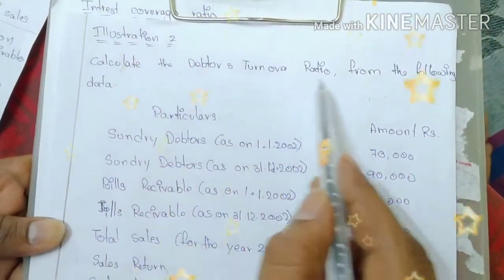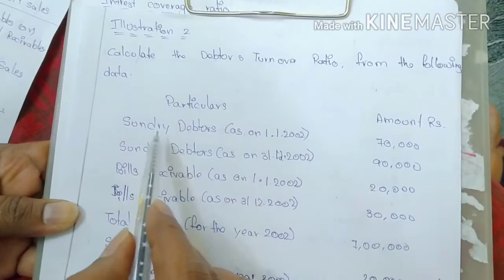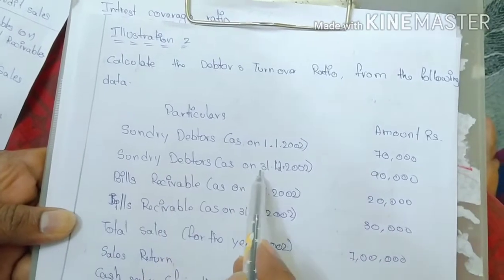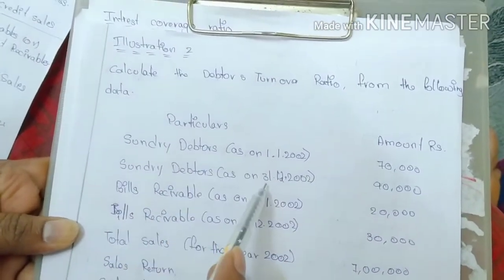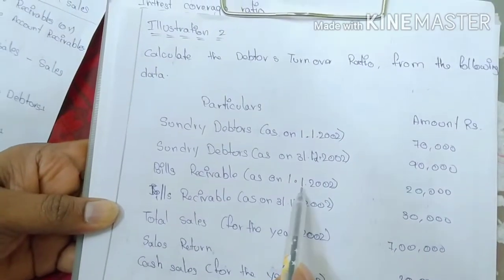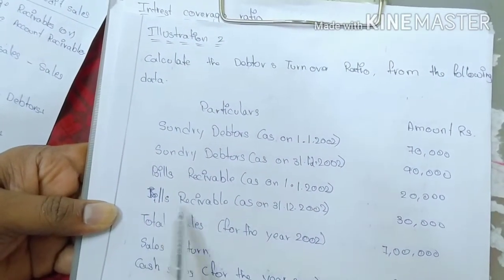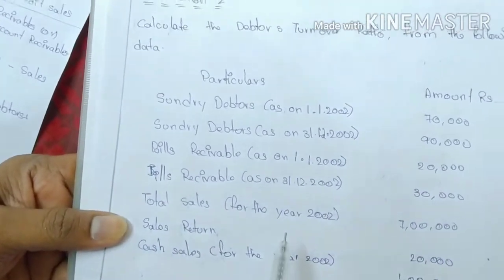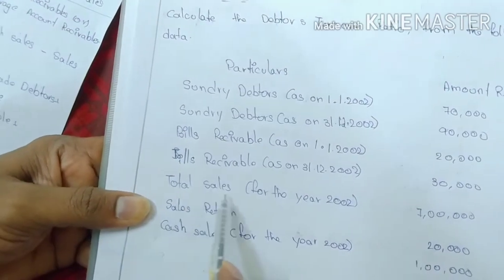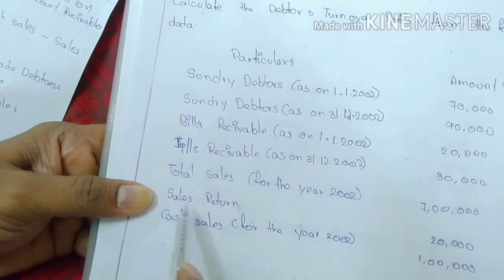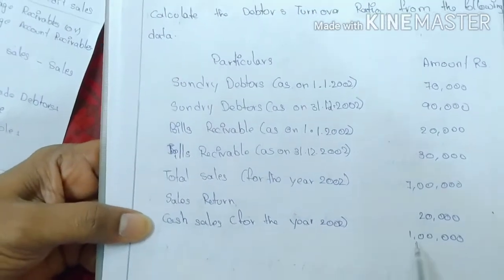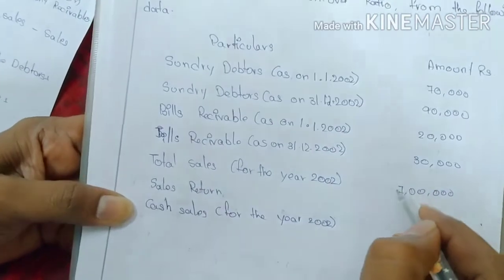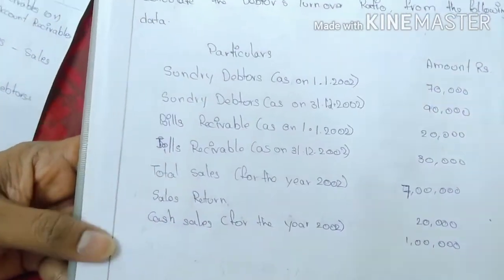Calculate debtors turnover ratio from the following data. Particulars, amount. Sundry debtors 1/1, sundry debtors 31/12. That means this is the opening, this is the closing balance. Bills receivables 1/1 opening, bills receivables 31/12 closing. Likewise, we need to divide which is opening and which is closing on the basis of the dates. Sales return 20,000 rupees. Cash sales 1 lakh rupees. Sorry, total sales 7 lakh rupees. This is the given data.